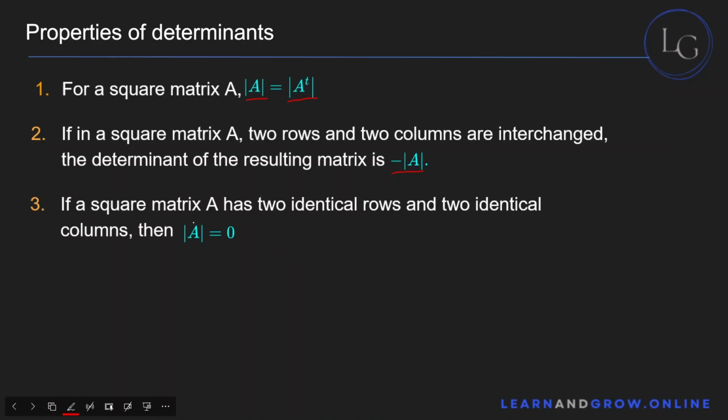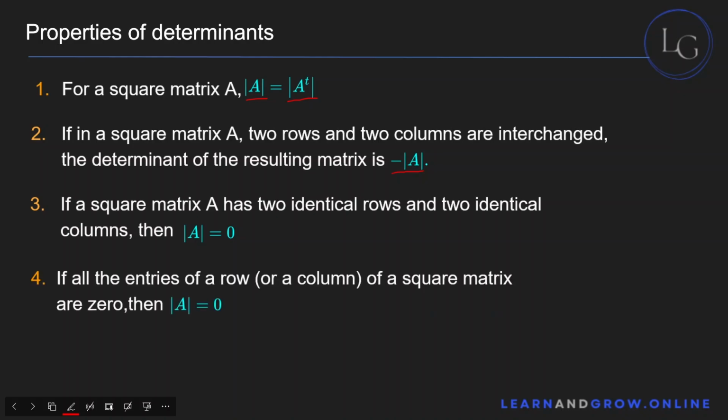And if there is a square matrix A that has two identical rows or two identical columns, then the determinant is equal to 0. So if you have a matrix that has two identical rows, or two identical columns, then the determinant of A will be equal to 0. Similarly, if all the entries of a row or a column of a square matrix are 0, then the determinant of A is equal to 0.